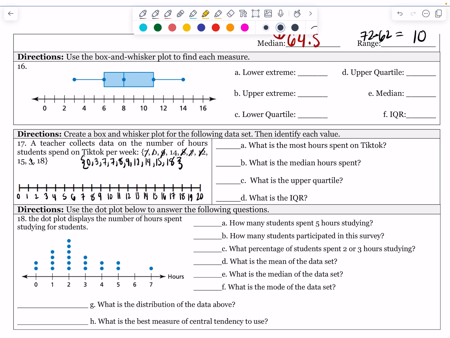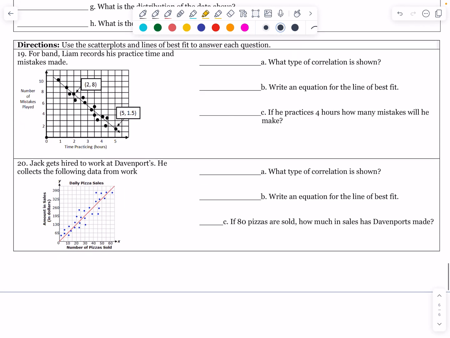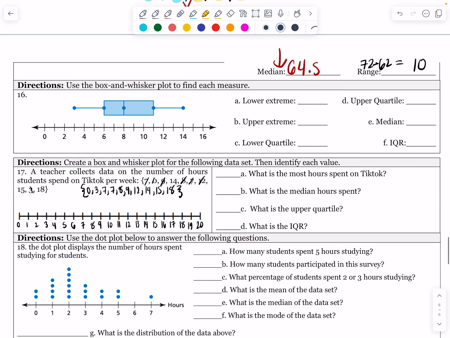And so this is going to be for questions 16 through 20. All right, it says use the box and whisker plot to find each measure. So what is our lower extreme? Remember that our extreme values are the upper and lower. And so our lower extreme is going to be at 3. Our upper extreme is going to be at 14.